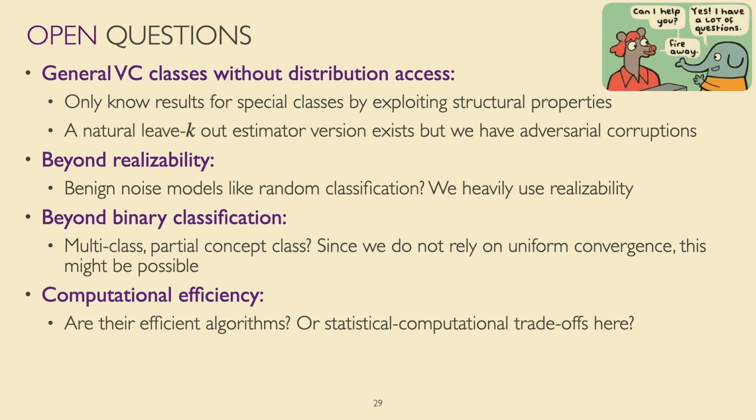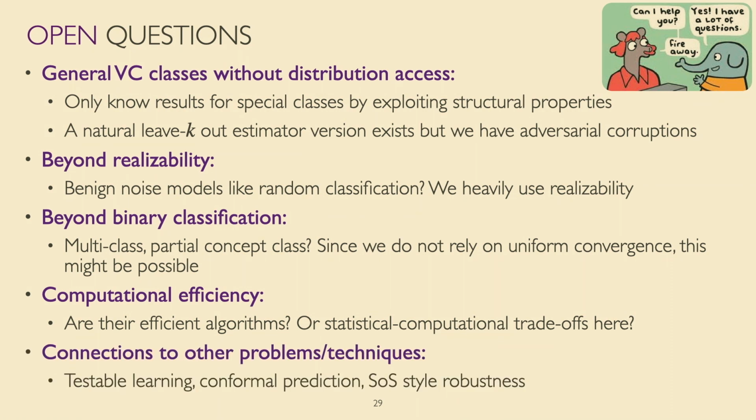Computational efficiency, which I never mentioned at all. Can we get computationally efficient versions of these algorithms, or are there statistical-computational trade-offs? It's not even clear. And that d-squared factor, even for the statistical setting, is it tight or not? Is there something that you lose for the certainty? It's not clear. And last, there are connections to techniques like testable learning, conformal prediction, and SOS-style robustness, because SOS tries to use these indicators to find out which examples are corrupted, so it gets this kind of guarantee. So maybe we can use some robust estimators to construct all these leave-k-out estimators using SOS techniques.